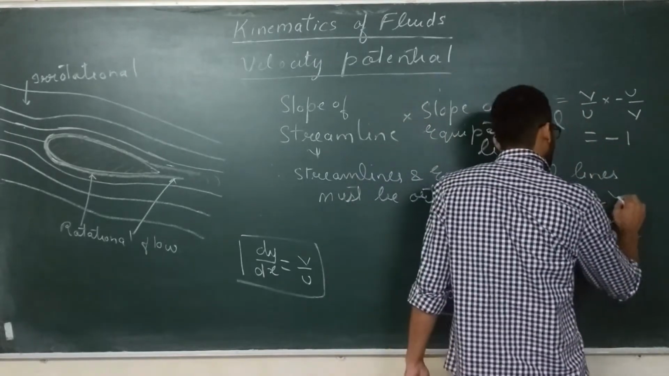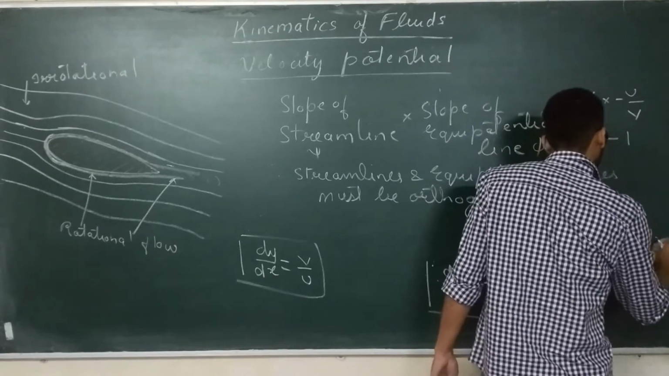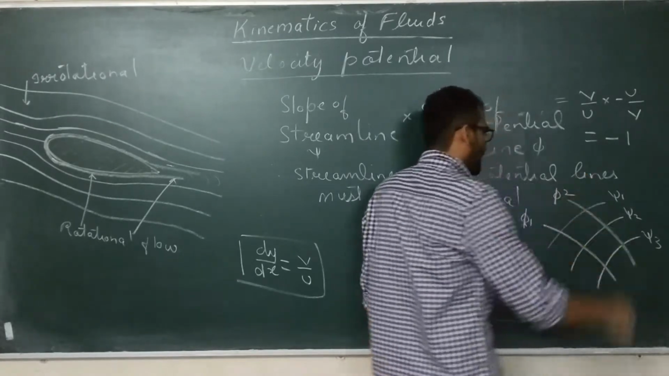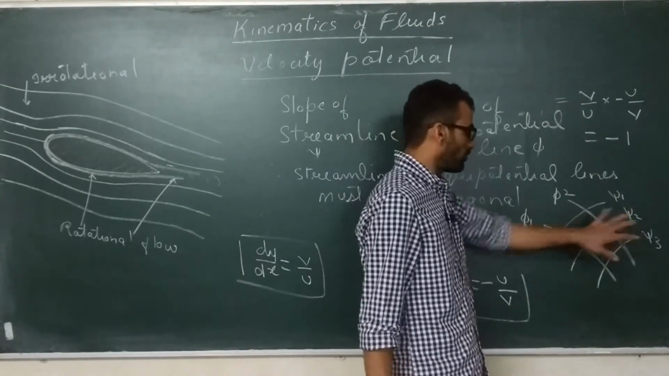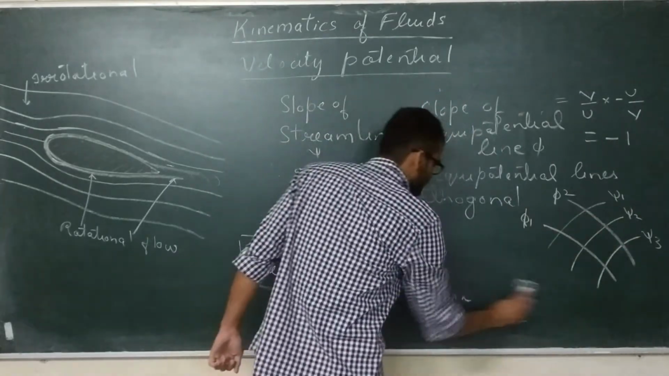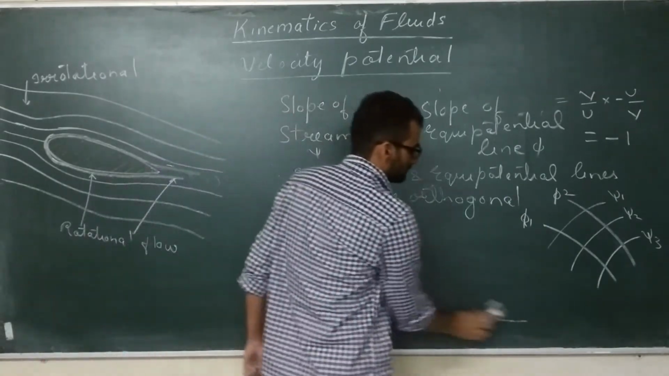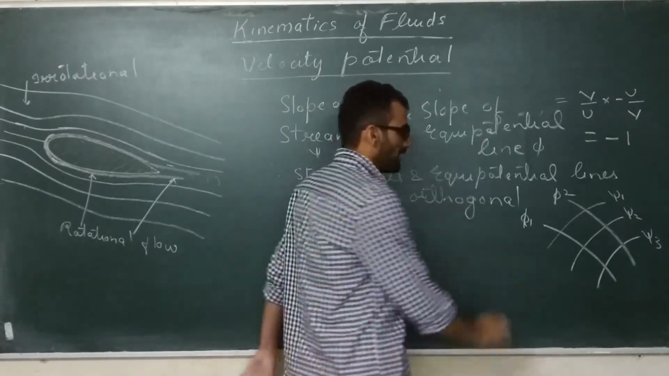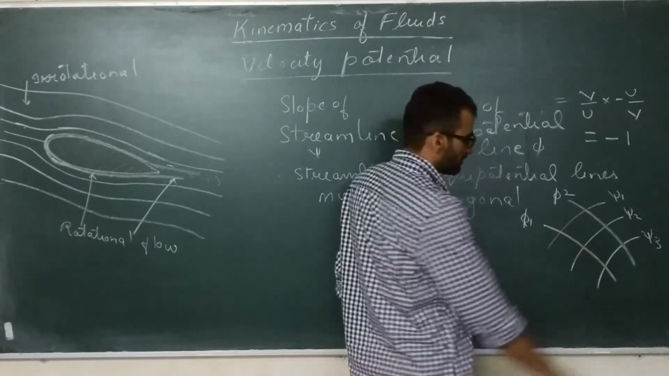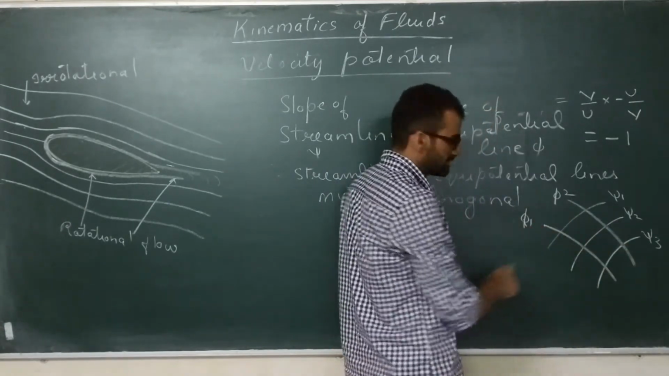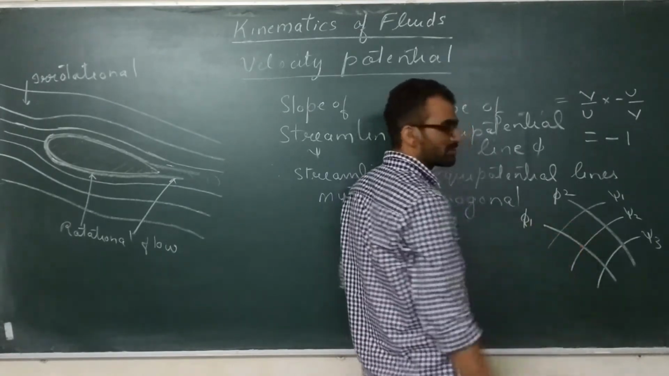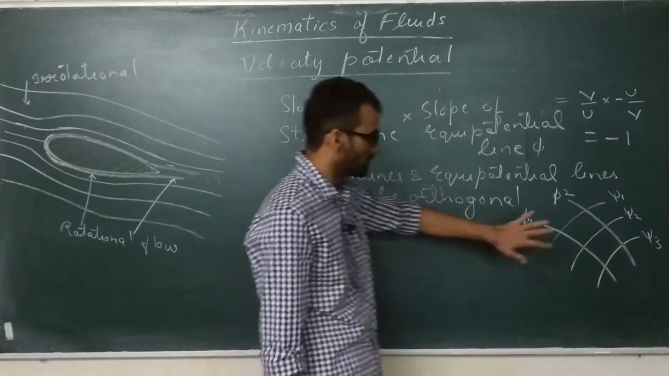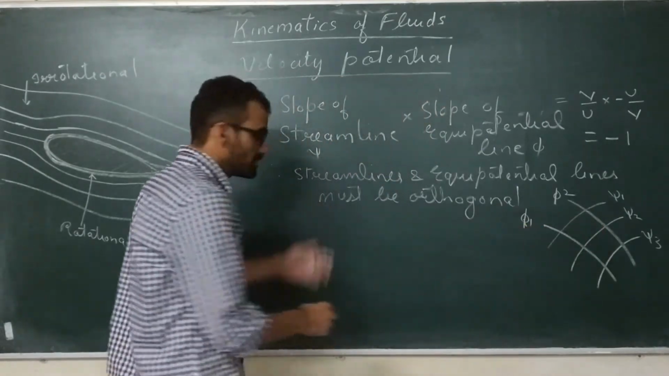These are the streamlines, say psi 1, psi 2, psi 3, and these are the equipotential lines, phi 1, phi 2. Now see what has happened here. A two-dimensional flow which was taking place, you have drawn a net of streamlines and equipotential lines. This net is called a flow net. How it is useful to solve fluid flow problems, how we can use this flow net to get solutions for u and v velocity, and why we use this flow net, we will see.